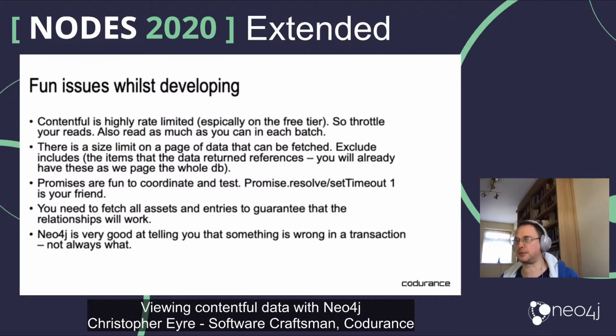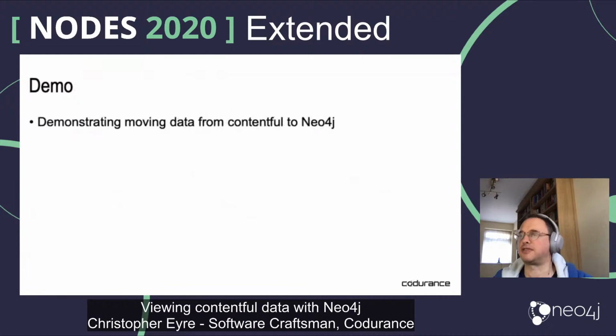It was fun working with JavaScript promises, because trying to test a promise is fun, and I learned a lot about that. And again, I would need to load all the assets and all the entries, to guarantee the relationships will work. And then I also found that the Neo4j drivers aren't very good at telling you something's wrong, but not always what's wrong. So I had to do a lot of interesting debugging to work my way through the pieces. So let's go through a demo of moving that database I created earlier into a graph database.